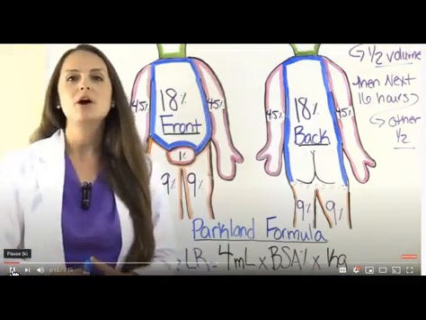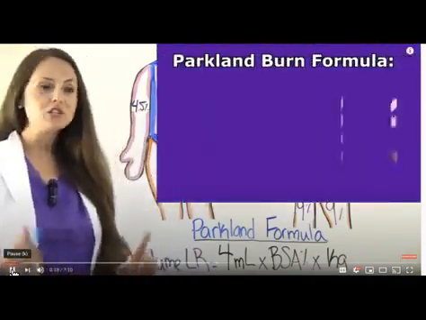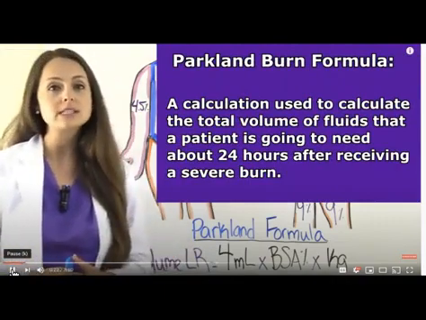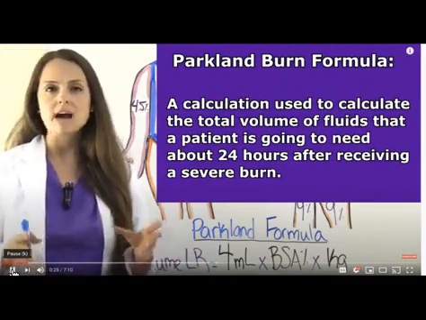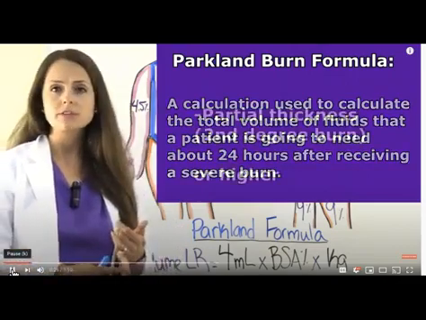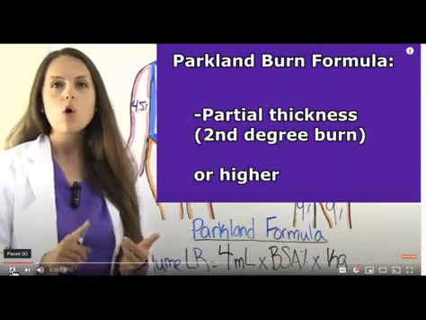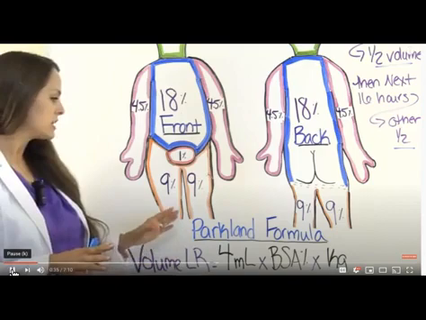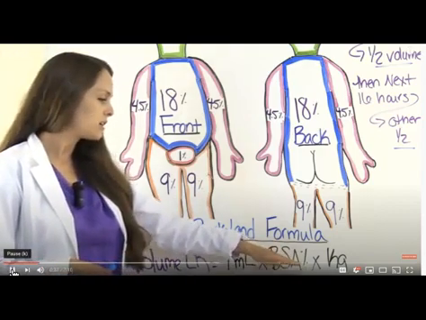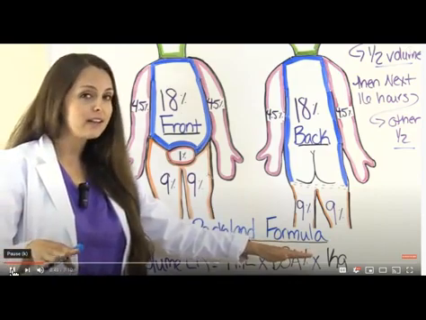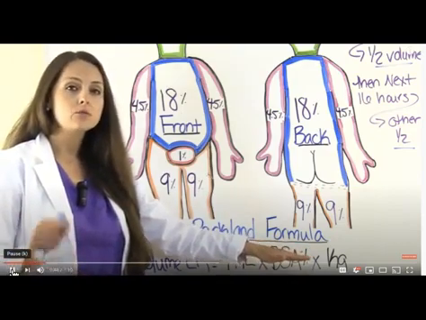What is the Parkland burn formula? It's a calculation used to calculate the total volume of fluids that a patient's going to need about 24 hours after receiving some type of severe burn. Usually we're talking about partial thickness, which is the 2nd degree burn, or higher. And what it takes into account is the patient's percentage of body surface area that is burned. So you need to know how to calculate that, and you will do that by using the rule of 9s.